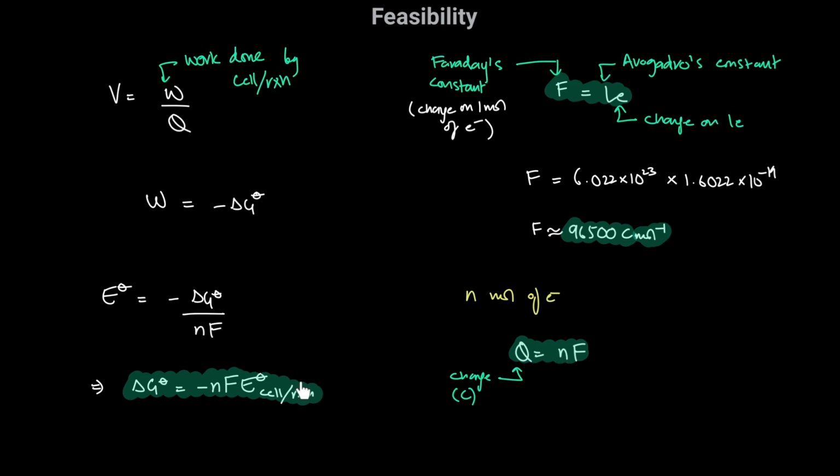Again, in this expression, N refers to the number of moles of electrons, F refers to Faraday's constant, and E naught refers to the standard cell or the standard reaction potential.